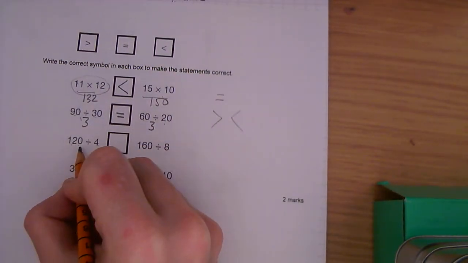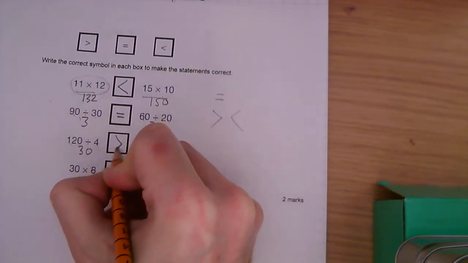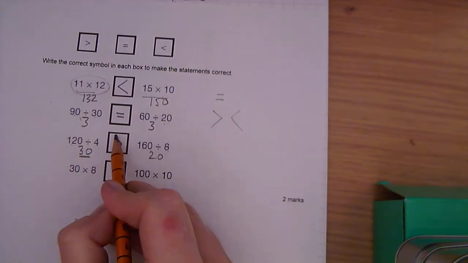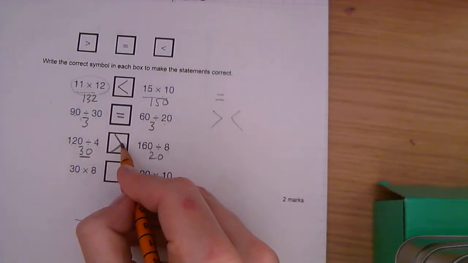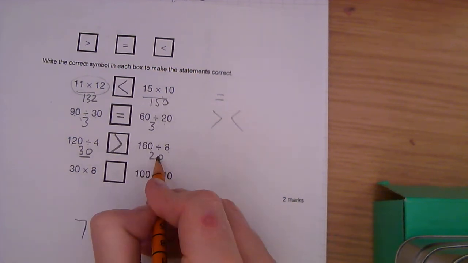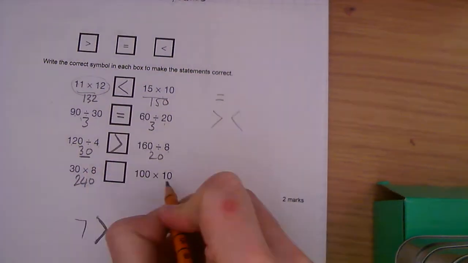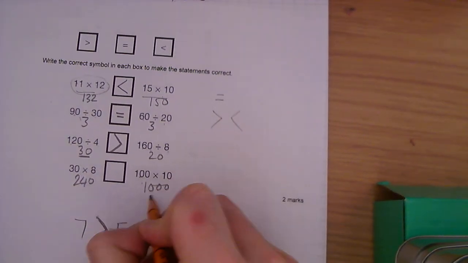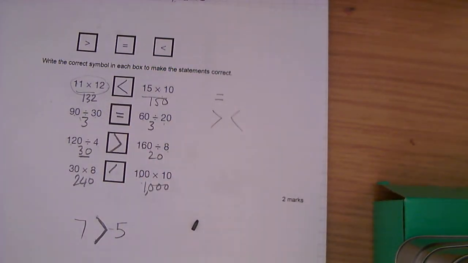120 divided by 4 is 30. 160 divided by 8 is 20. So this is the bigger number. So the larger end of the arrow points towards the 30, and where the arrow comes to a point here, the arrowhead points to the 20, the smaller number. This is 240, and 100 times 10 is 1,000, so it's that way round, as I break my pencil. And that is how inequalities work.